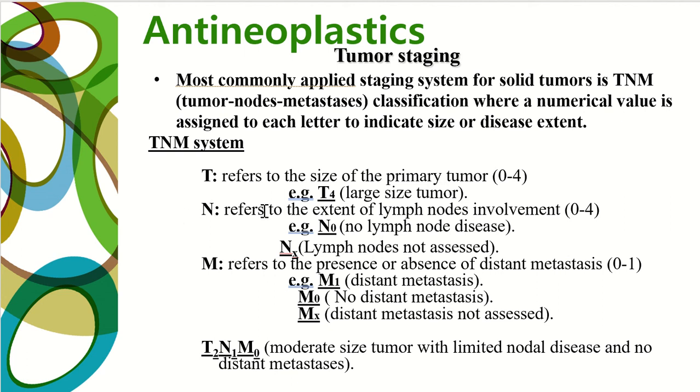In terms of N, N refers to the extent of lymph node involvement, and that goes from 0 to 4 as well. So if N is 0, then no lymph node disease. For NX, lymph nodes not assessed, right? So it doesn't fall in 0 to 4, so it's not assessed. For M, it refers to the presence or absence of distant metastasis, and that's 0 to 1. So M1 means distant metastasis, M0 means no distant metastasis, and MX means distant metastasis not assessed.